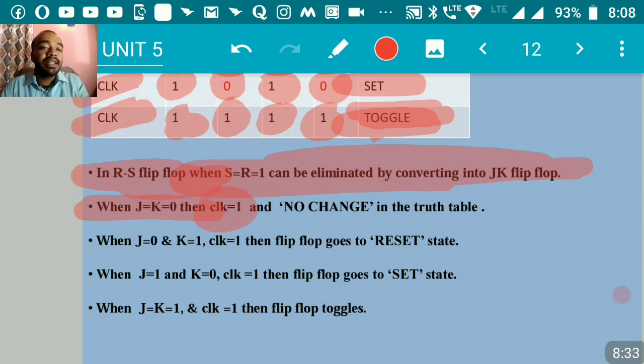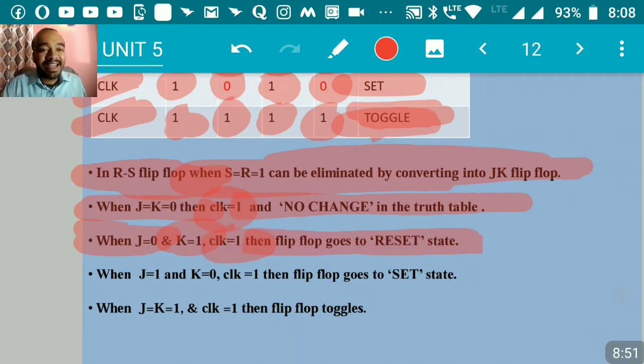Next, when J is equal to K is equal to 0, then after applying the clock pulse, the flip-flop is going to get into the no change state. The flip-flop is going to get into the no change state, right? So next, when J is equal to 0, K is equal to 1, after applying the clock pulse, the flip-flop goes to reset state. The flip-flop goes to reset state because you have turned on, initiated the reset input, that is K is equal to 1, right? So that is why the flip-flop goes into reset state, but only after applying the clock pulse.